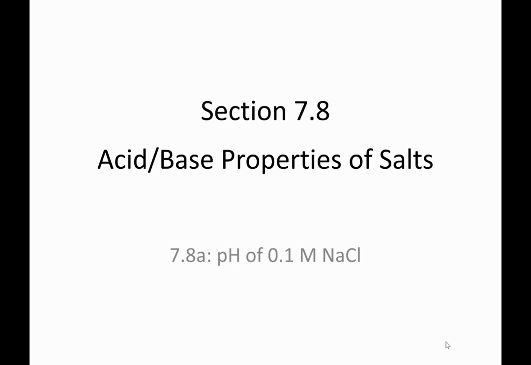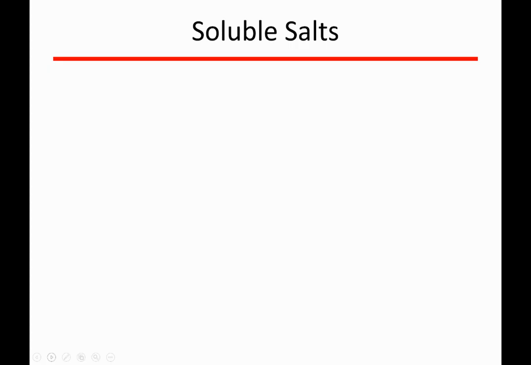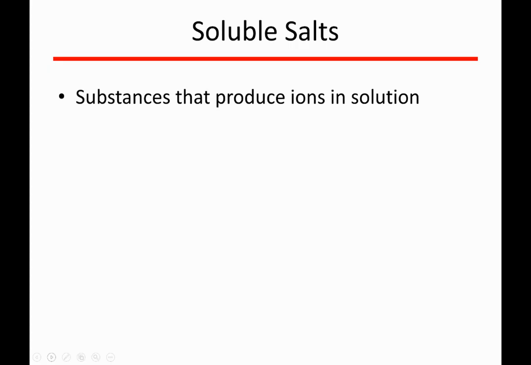Now let's talk about the acid-base properties of salts and discuss how to calculate the pH of a solution that contains a salt. In this first example, we'll think about the pH of a 0.1 molar sodium chloride solution. The reason why we want to be thinking about the acid-base properties of salts is because a salt is a substance that produces ions in solution if it's soluble.